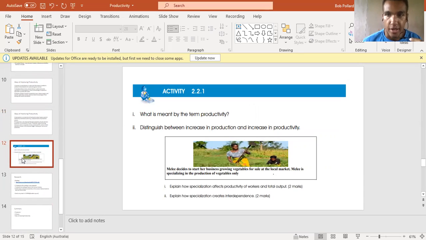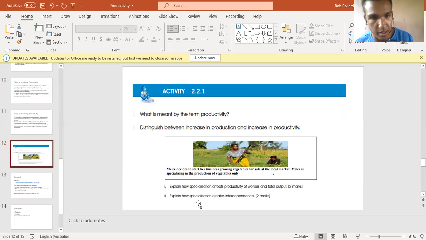So here's the activity for throughout the week. I know there's a lot of words for you to learn. Hopefully you can use this throughout the week to understand them. Your activity is, what is meant by the term productivity, explain that. And number two, distinguish between increase in production and increase in productivity. There's a picture there. I want you to describe the picture and look at it.